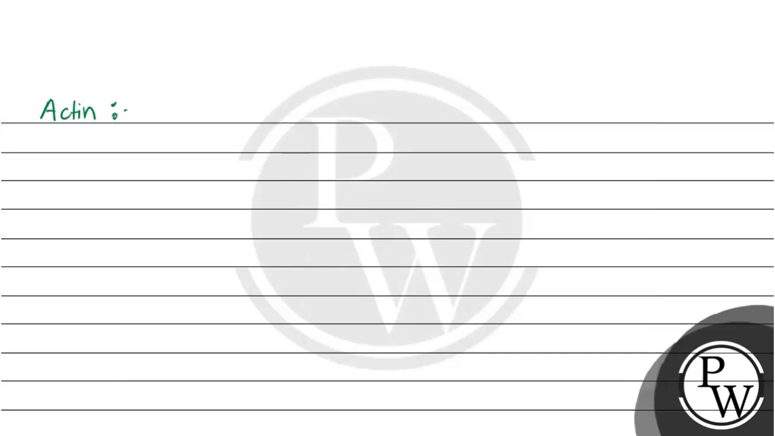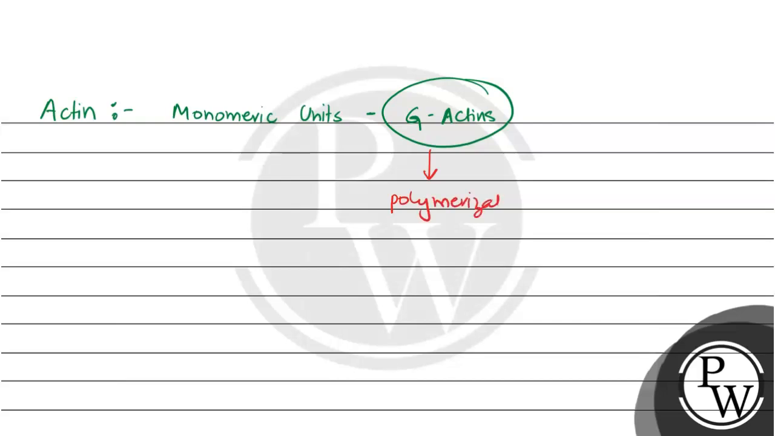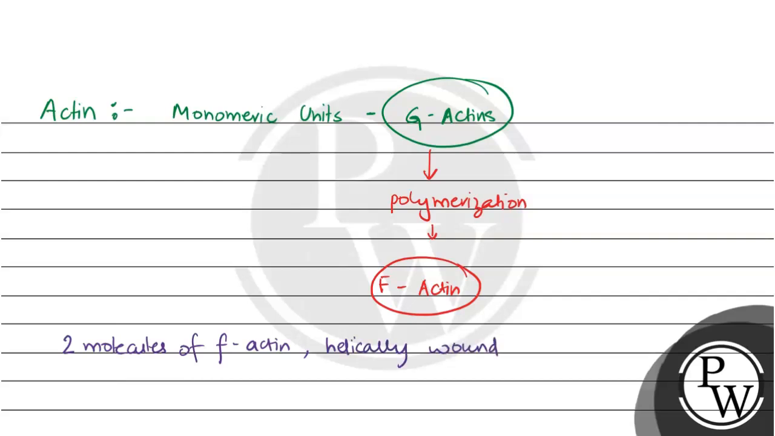First, in the structure of actin, the monomeric units of actin are called G actins, or globular actins. These G actins polymerize, and the protein formed after polymerization is called F actin. In an actin filament, two molecules of F actin are helically wound over each other.